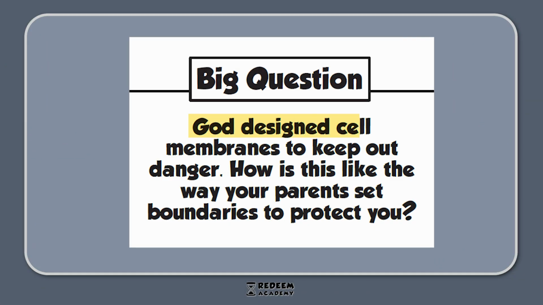In the next lesson, you're going to learn more about what is and isn't supposed to come through the cell. All right, that brings us back to the big question. God designed cell membranes to keep out danger. How is this like the way your parents set boundaries to protect you?